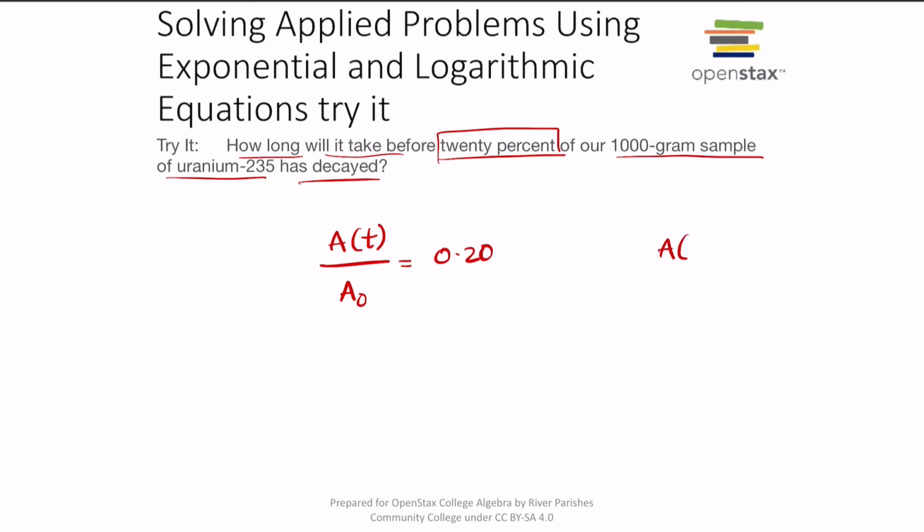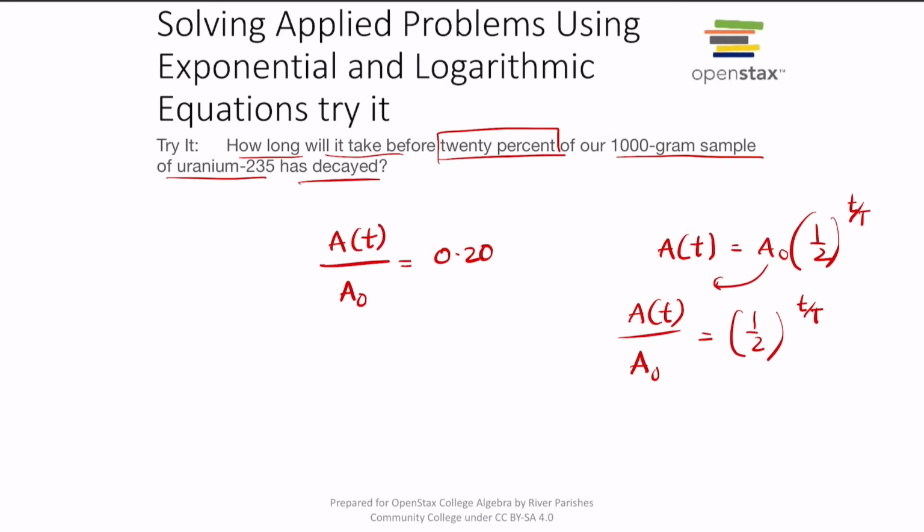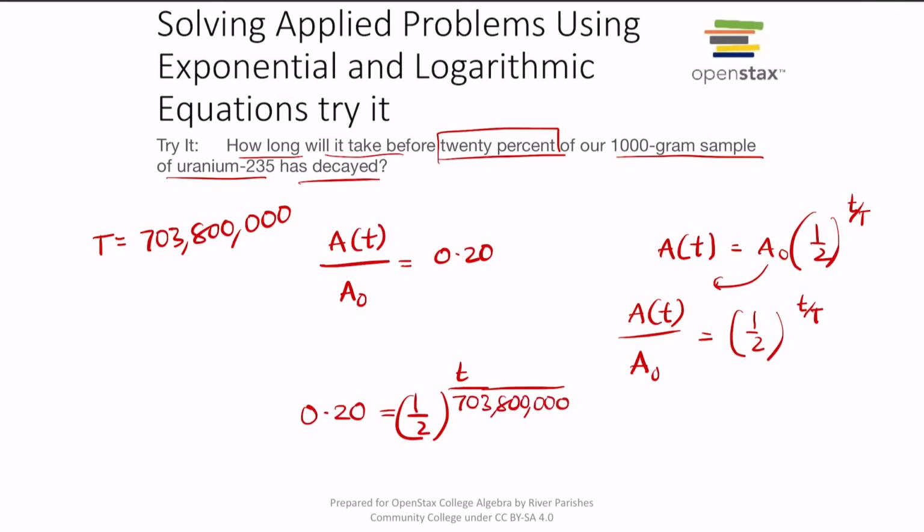From the formula we know that A of t is A naught times 1 by 2 to the power of t by T. So if you push A naught to this side, we get A of t by A naught equal to 1 by 2 whole to the power of t by T. Here we know the T value, which is 703,800,000 years. So 0.20 equals 1 by 2 whole to the power of small t by capital T, which is 703,800,000.